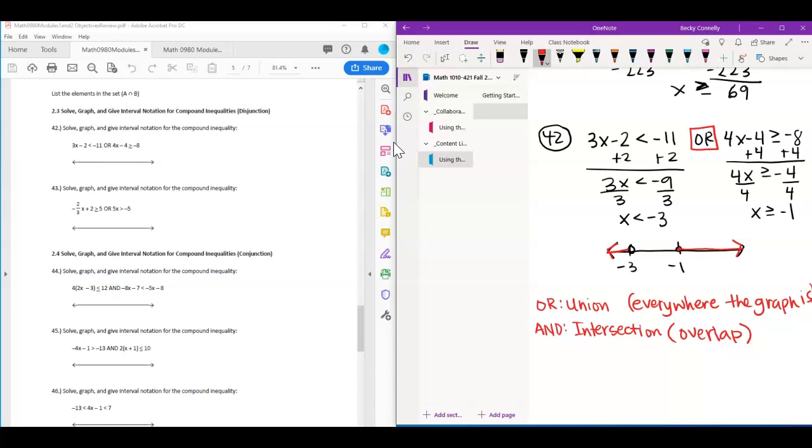Now I need to decide: it's an or statement, so I want everywhere the graph is appearing. That means all the stuff less than negative 3 and all the stuff bigger than negative 1. For my interval notation, we write this from left to right, from smallest to biggest. It's going to go clear out from negative infinity to negative 3, but it doesn't include negative 3, so we'll put a parenthesis. Then union, negative 1, it includes negative 1, so bracket, negative 1, and clear out to infinity. So there is your interval notation.